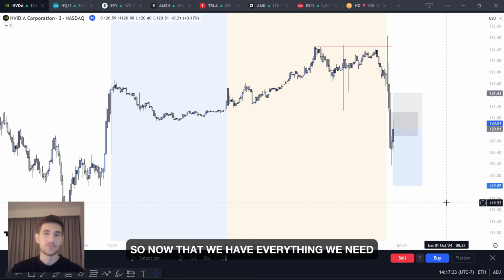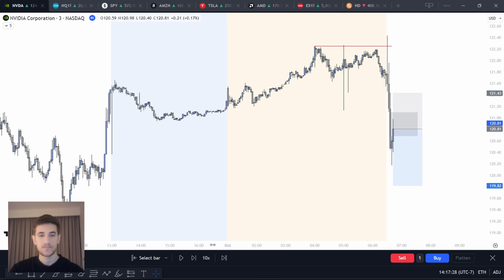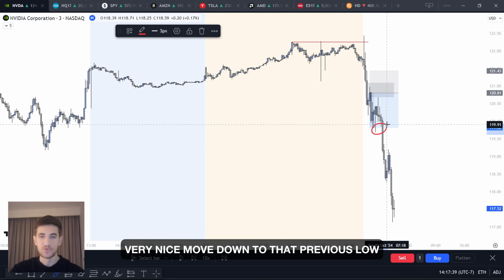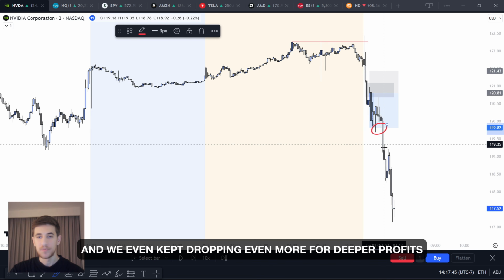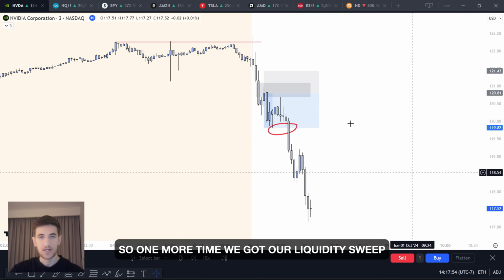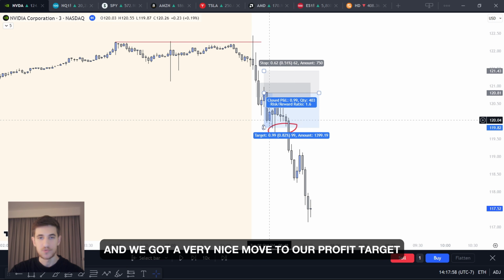So now that we have everything we need, let's take a look and see exactly how this setup plays out. So we get a very nice move down to that previous low, and we take out our profit target. And we even kept dropping even more for deeper profits, but our main focus is going to be at this low for our exit. So one more time, we got our liquidity sweep, we got our fair value gap, and we got a very nice move to our profit target.